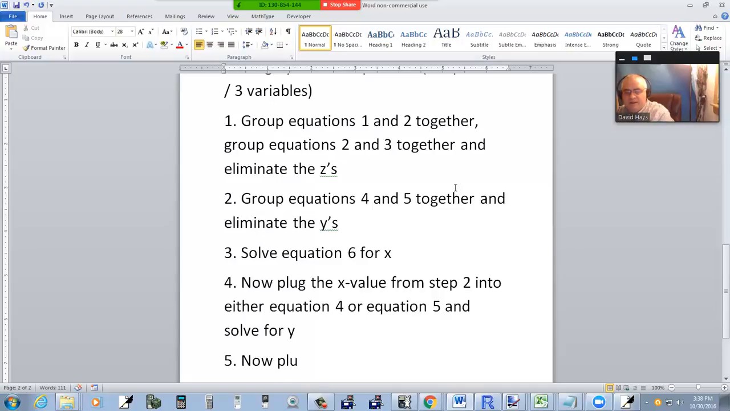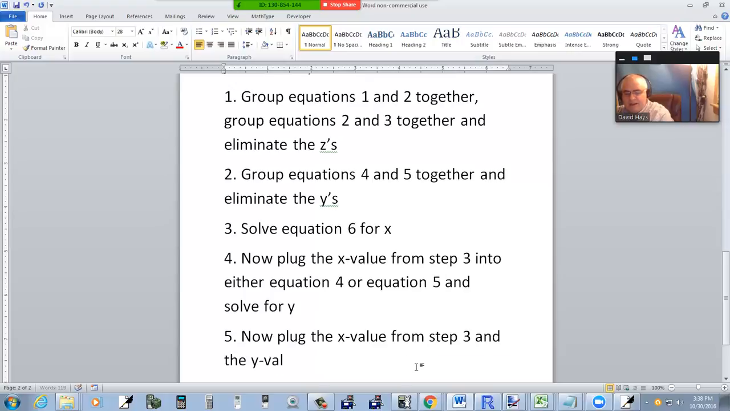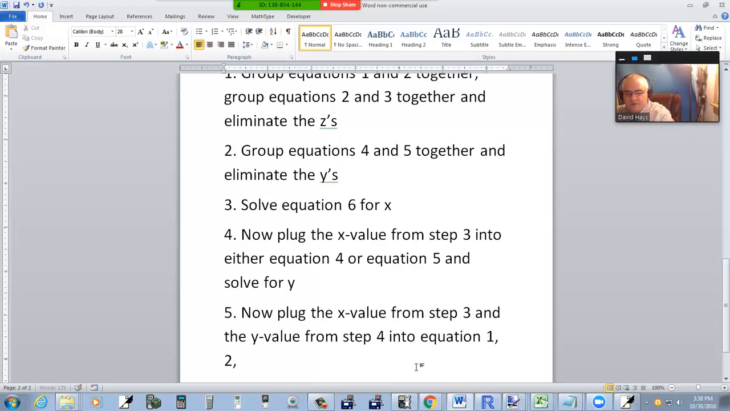Now plug the x value. Let me think about this. Plug the x value from step 2. I'm in step 3. Okay, now plug the x value from step 3 and the y value from step 4 into equation 1, 2, or 3 and solve for z.